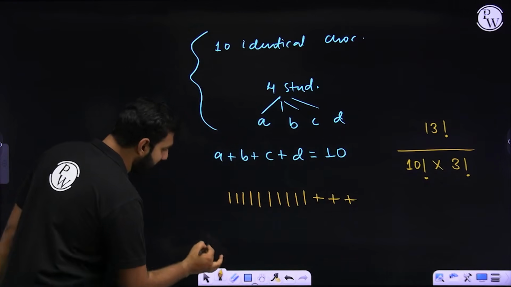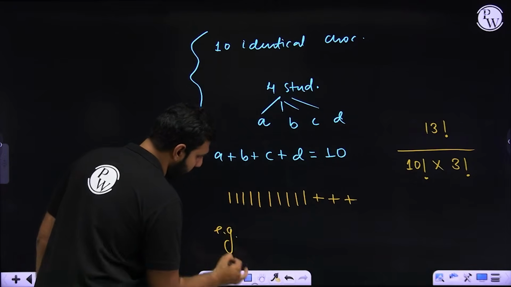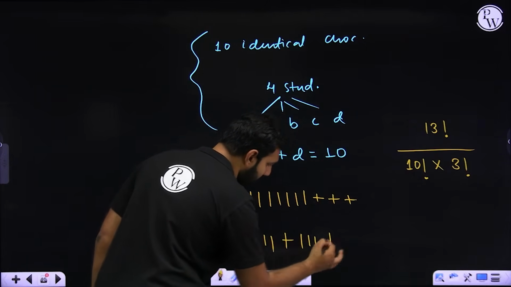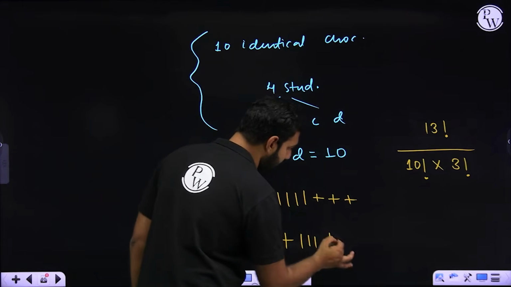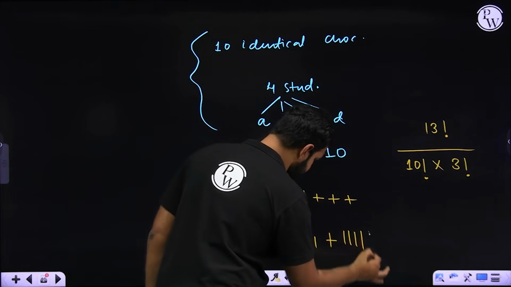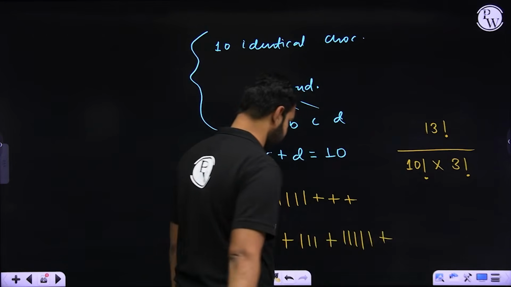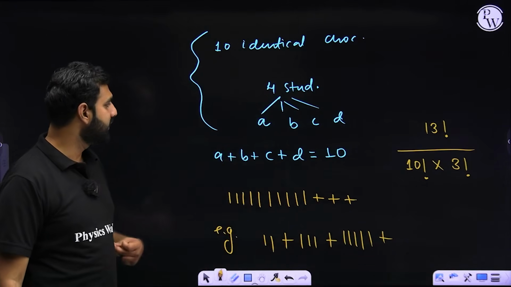Let's say one of the examples I'm trying to give you. Let's say 2 ones appear here, 1 plus appears here, and 3 ones appear here, another plus appears here. Let's say 5 ones appear here, and then one more plus appears here. So how is it going to be a solution here?